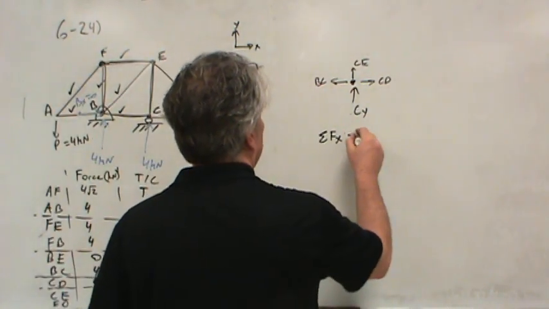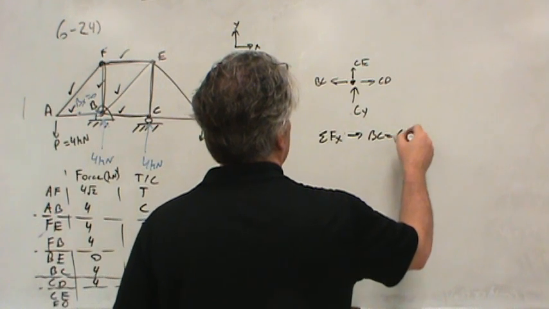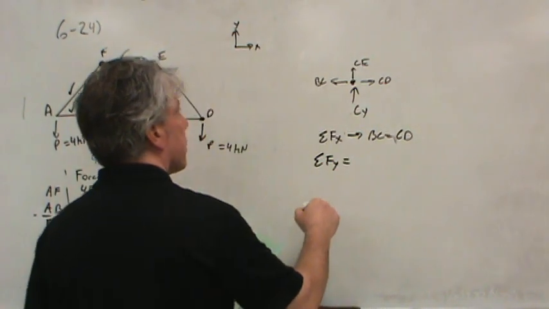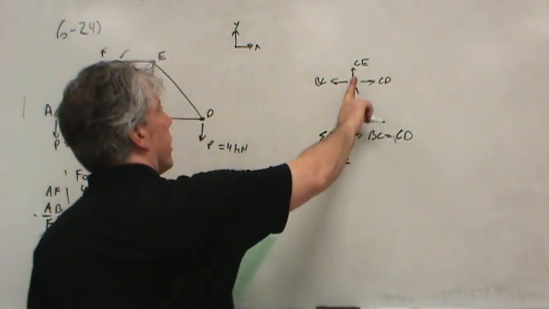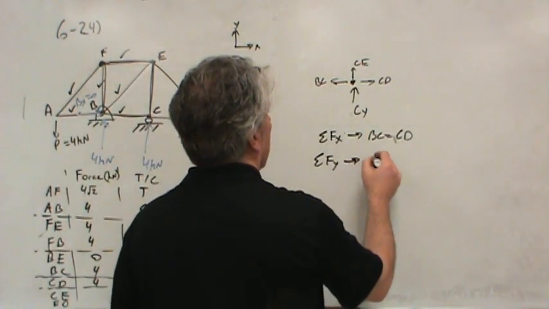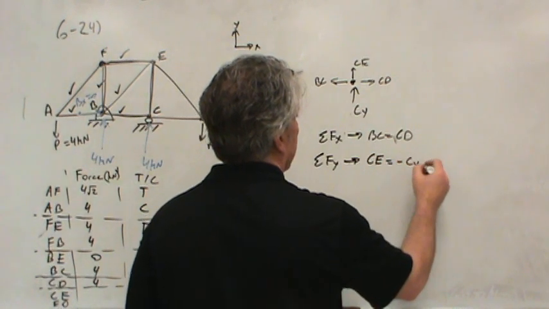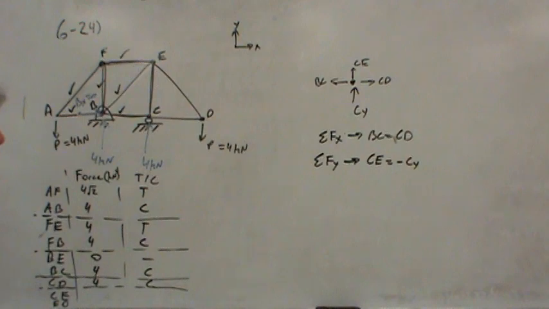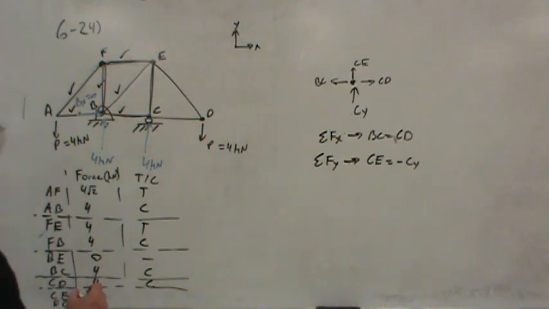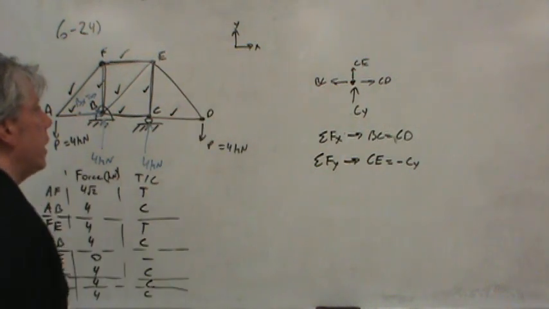So I guess I should say it this way, BC equals CD. That's pretty obvious from the free body diagram. If we sum forces in the vertical direction, well, Cy we know acts upward, therefore CE has to actually act downward. And so CE will be the negative of CY. So CE is not tensile either, right? Because think about it. CY acts upward, it's just a positive 4 kilonewtons. So CE is compressive at negative 4 kilonewtons. Okay? So that takes care of CE and CD.